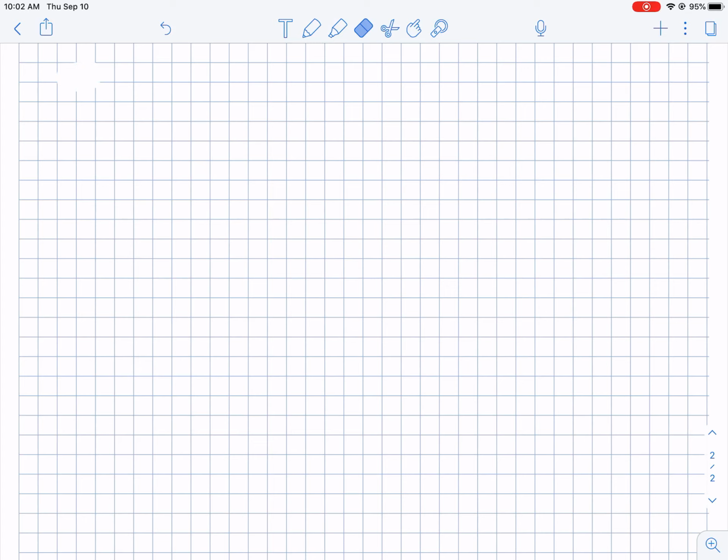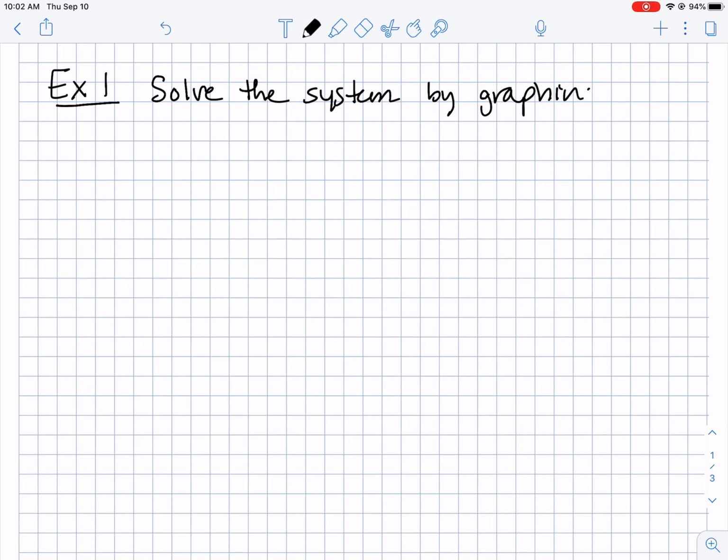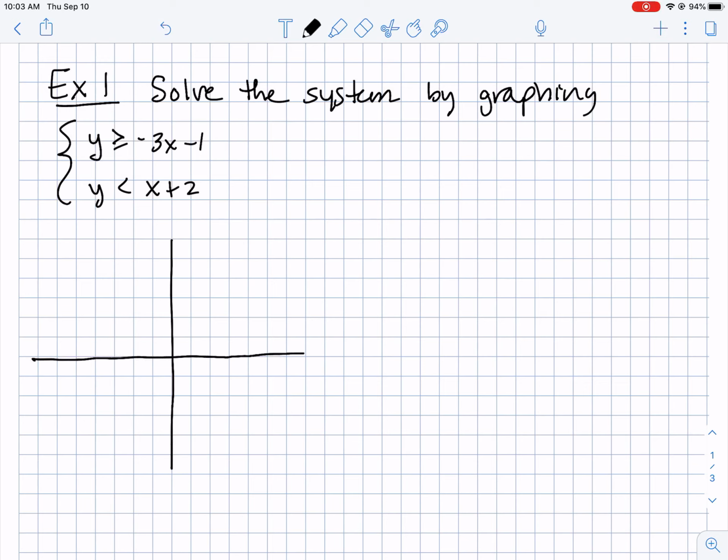So let's go ahead and do an example. And for this, the direction is going to say solve the system by graphing. And the first thing I'm going to do is write down this system. So y is greater than or equal to negative 3x minus 1, and y is less than x plus 2. Okay, I'll go ahead and create my axes.